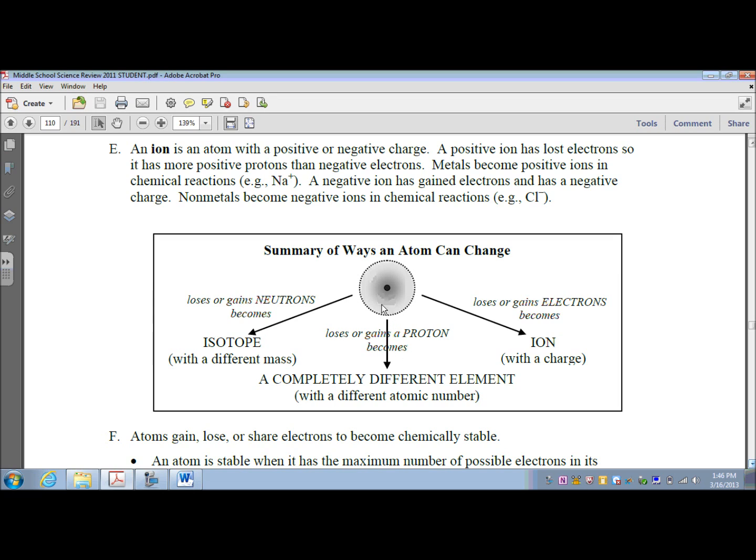If you change the number of protons, you have a completely different element, because it has a different atomic number. The third way you can change an atom is if you gain or lose electrons. And in this case, you would become an ion, so it would have a positive or negative charge.